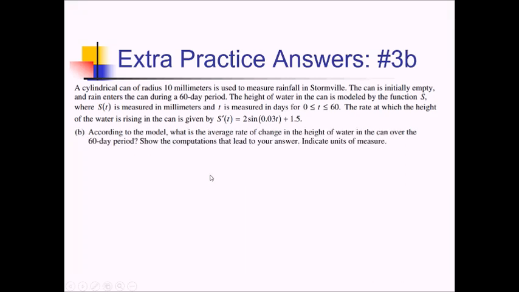On this part of the problem, we want to know the average rate of change of the height of the water over the 60-day period. So if we knew the original height function of the water, we could just do s of 60 minus s of 0 over 60 minus 0. But since we actually have the instantaneous rate of change, a faster way to do this problem is just to use the average value kind of setup on this derivative. So I'm going to do 1 over the interval length, 1 over 60 minus 0, times the integral from 0 to 60 of the thing that we're trying to average, which is the rate of change of the water. So I'm going to put s prime of t dt in here. And now I can just do this on the calculator.